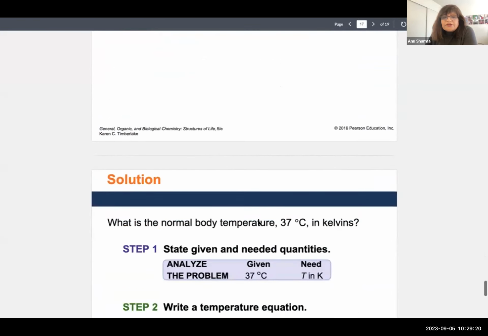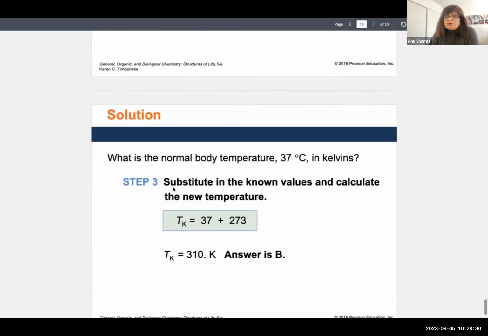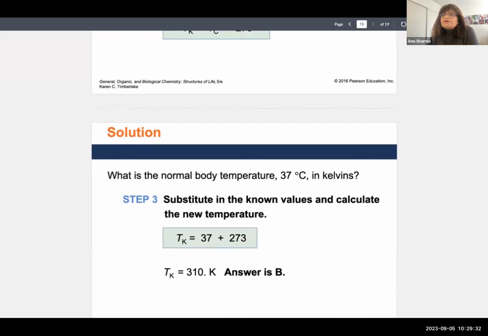So we can do these problems. And then the Kelvin: you take the Celsius, you add 273 to it, it becomes Kelvin. So these are the conversions. So let's do this now.